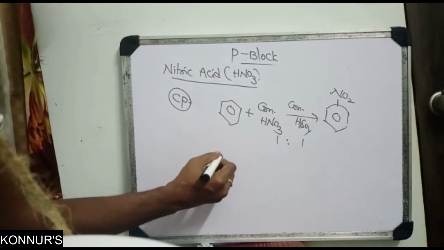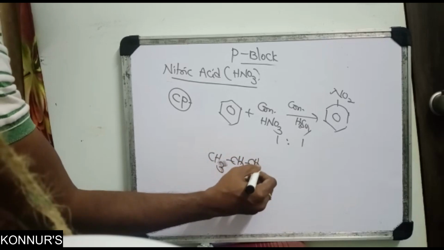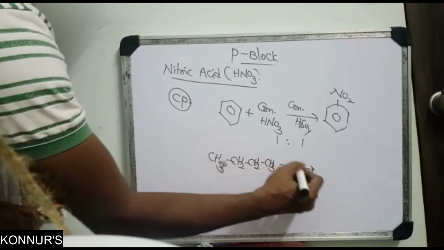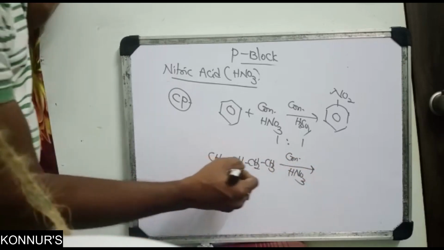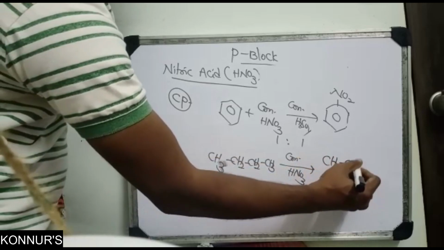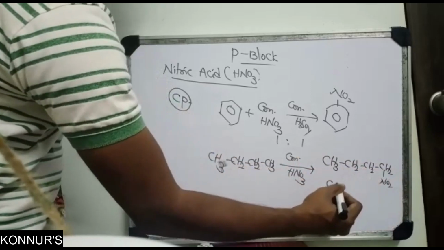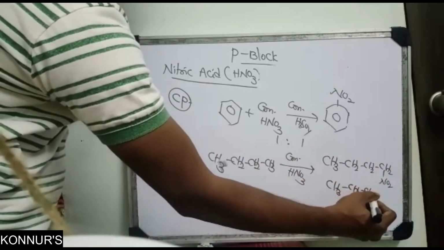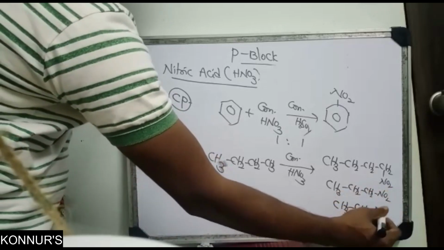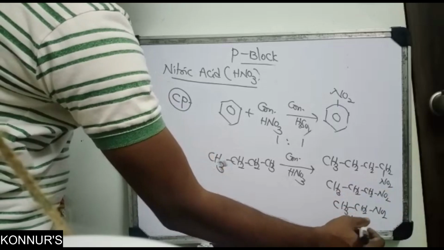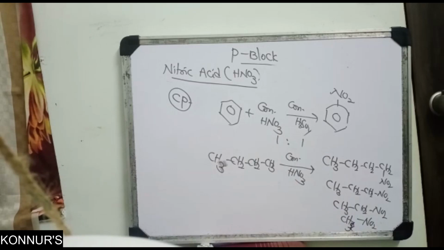Next, suppose butane. So butane is treated with concentrated HNO3. So here carbon-carbon bond breakage also occurs. You are getting a 4 carbon nitro compound. Next 3 carbon nitro compound. Next 2 carbon nitro compound. And 1 carbon nitro compound also you are getting. So this is important.